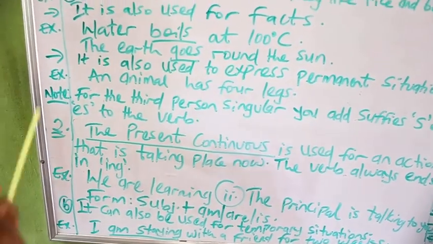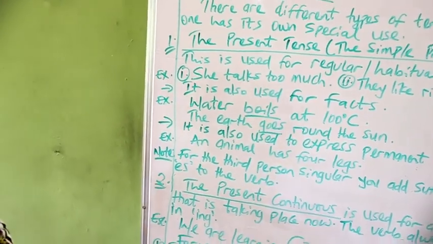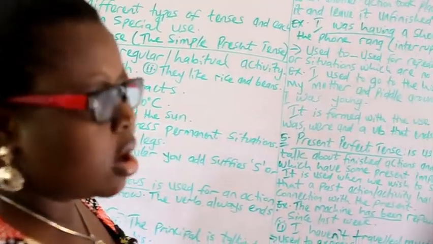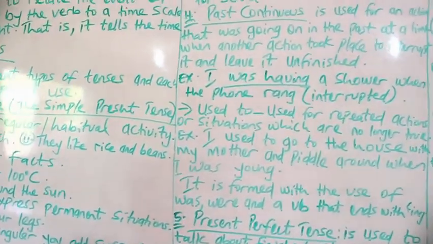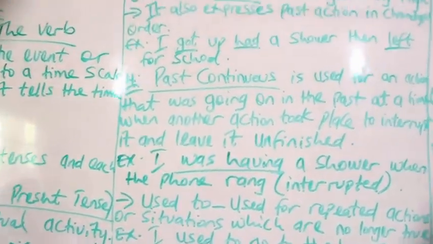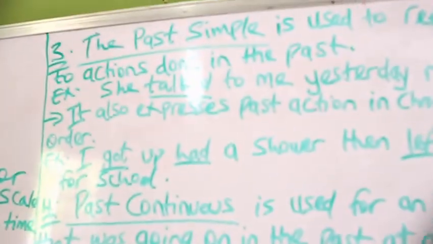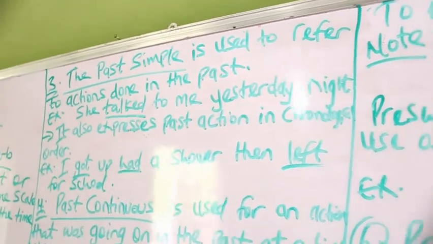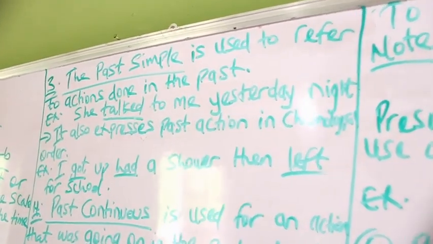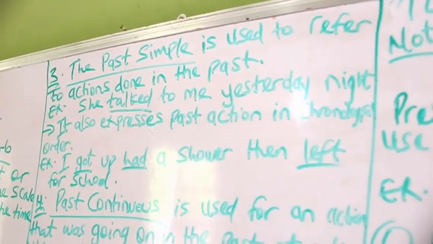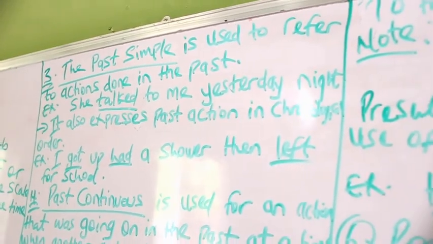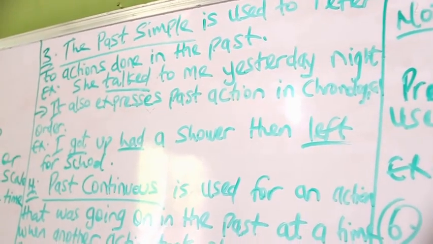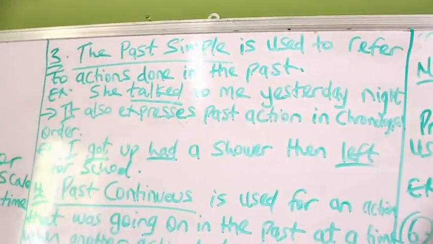So far, we've talked about the simple present tense, the present continuous, and the third one is the past simple. The past simple tense. The past simple is used to refer to actions done in the past. Example, she talked to me yesterday night.